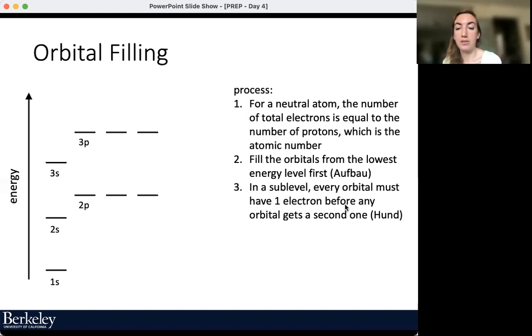Okay, so if I have an atom with one electron, so this would be hydrogen. It has one proton, that's its atomic number, which you can get off the periodic table.